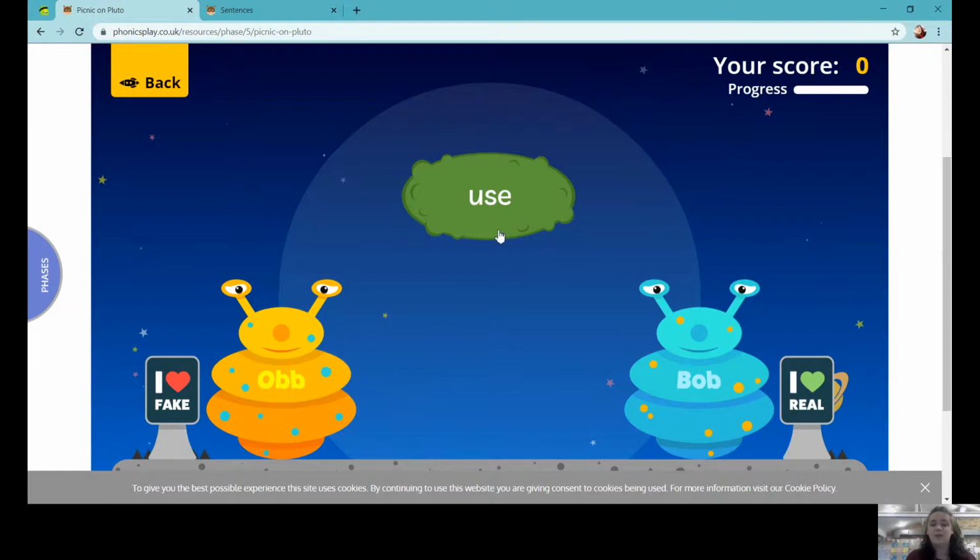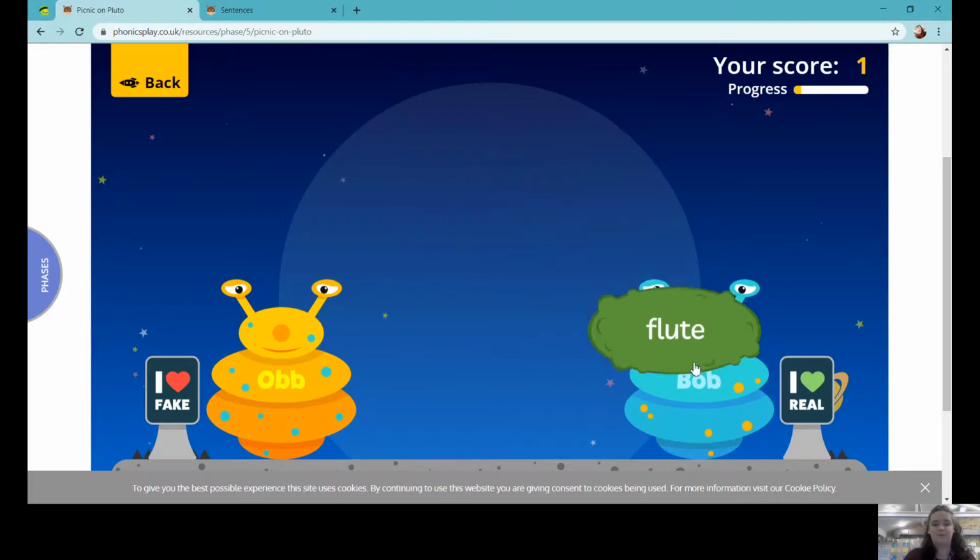Lovely. The word is use. Is use a real word or a nonsense word? That's right, it's a real word. It's a verb. Wonderful. Okay, reading the next word on the board, off you go. Lovely. Flute. Is flute a real word or a nonsense word? That's right, flute is a real word.